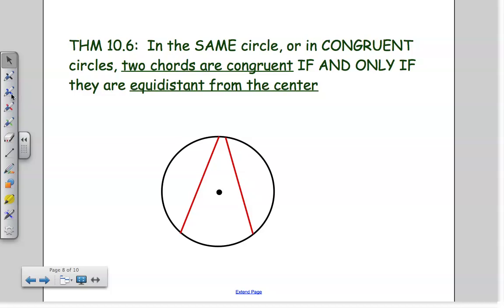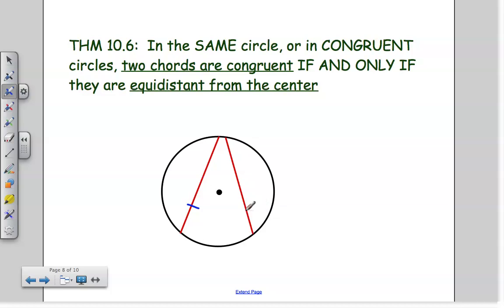If you think about it, if you're further away from the center, this is a much shorter chord because it's much further away. If you're closer to the center, the chord's going to be much longer. Okay? So the closer you are to the center, the longer the chord, and the further you are away from the center, the smaller the chord. If we are the same distance away, then the chords are congruent.